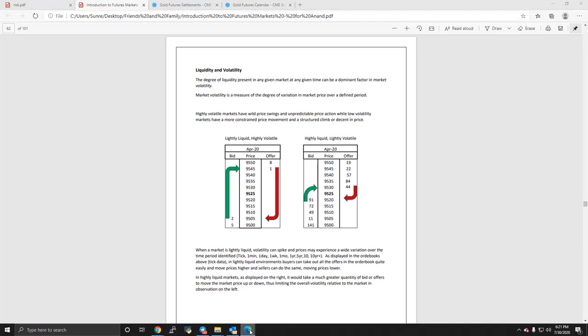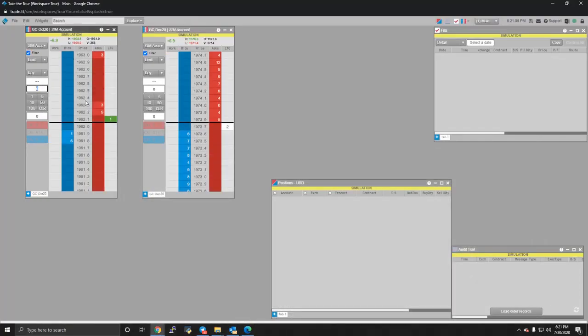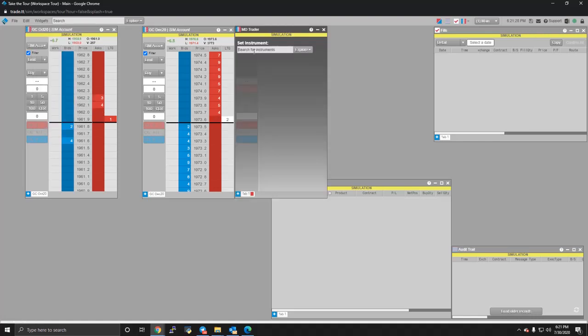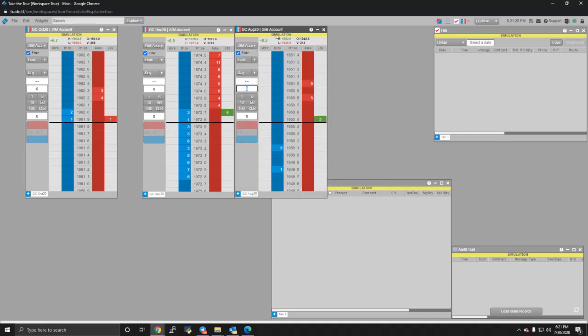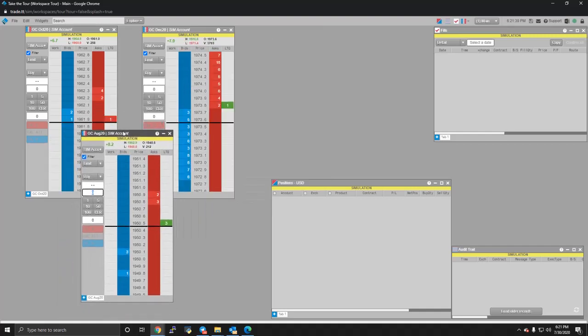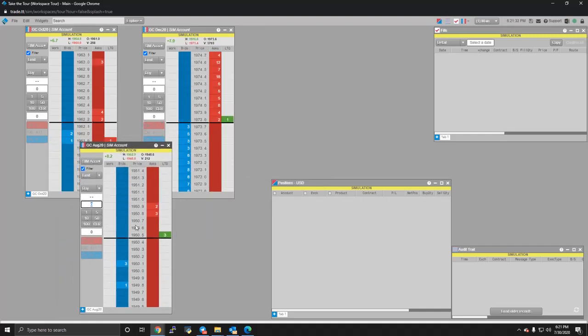So if we go back to our live markets, these are live even though it's a simulation. This is live pricing. We can see here in real time that December is in fact more liquid than October, and I would assume that if we pull up the August contract as well, given the look at the open interest, we would think that August would be lightly liquid also relative to December, which it is.